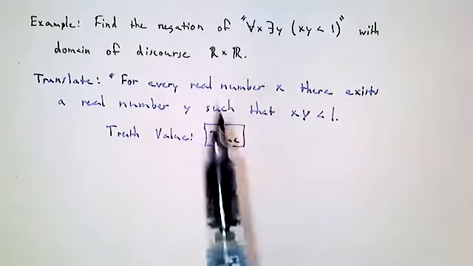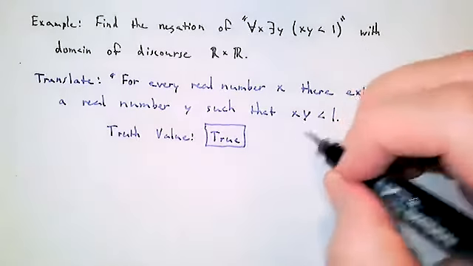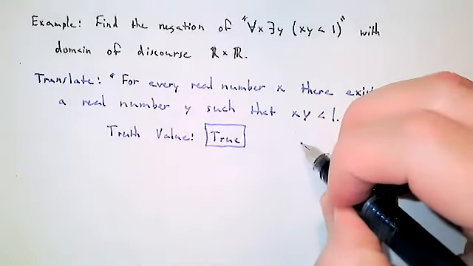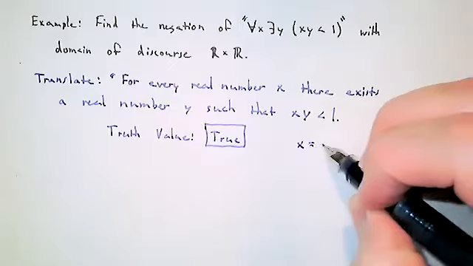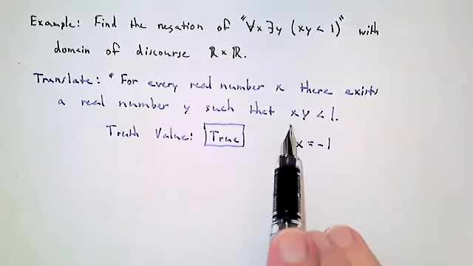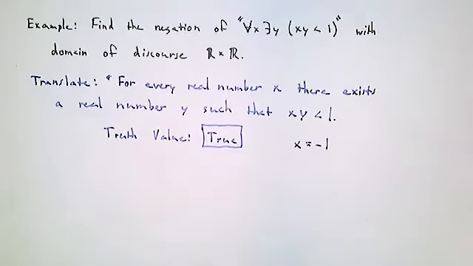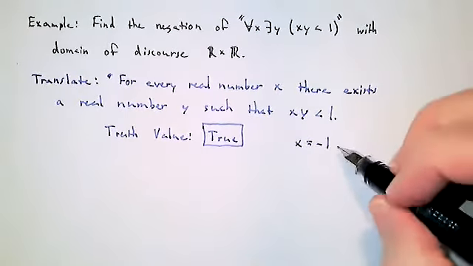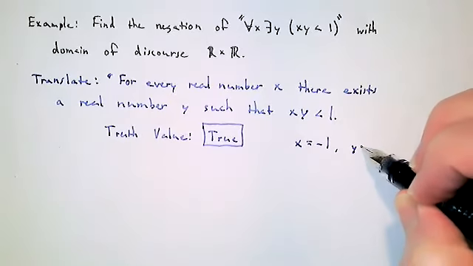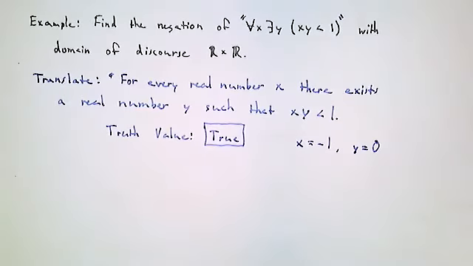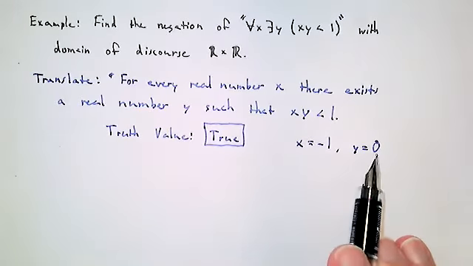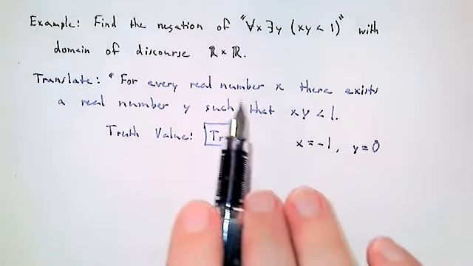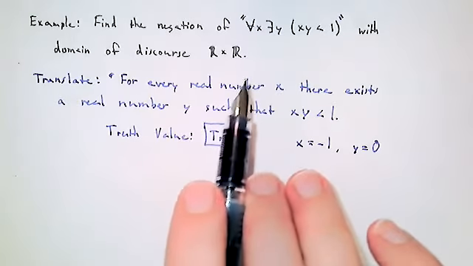So if I gave you a real number, let's just pick an example, maybe x equals -1, what would y be? What's one possible choice of y? 0. Good. In fact, the choice of y equals 0 would work for every real number.